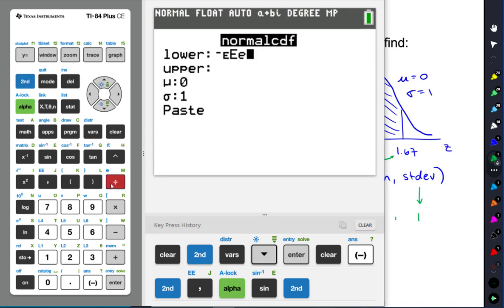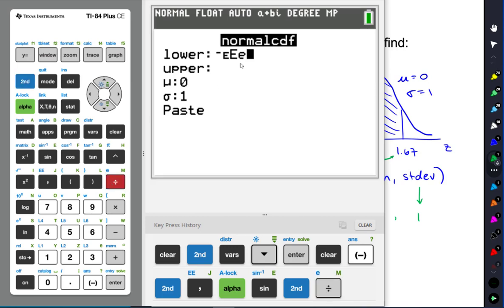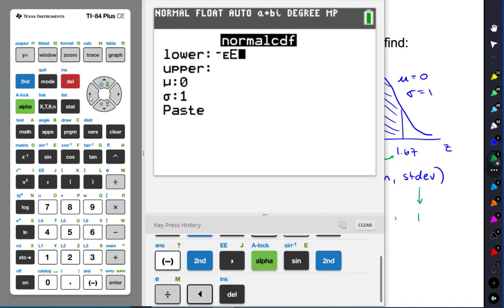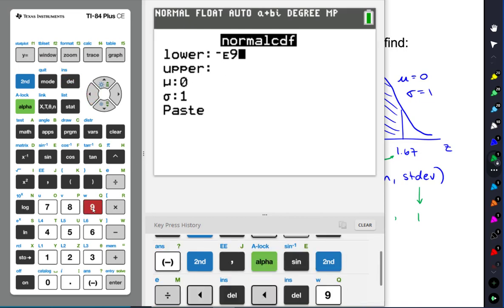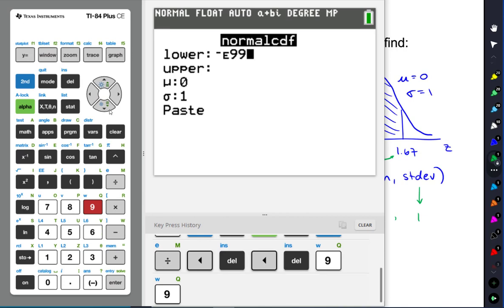And also, there's a lowercase e over here. And if you've taken an algebra course, you probably know that that's a value kind of like pi, which is like 2.718. Regardless, it's not what represents scientific notation in the calculator, so that's not what we want. So just be careful, make sure you use the correct symbol, and then 99, and that's good for negative infinity.